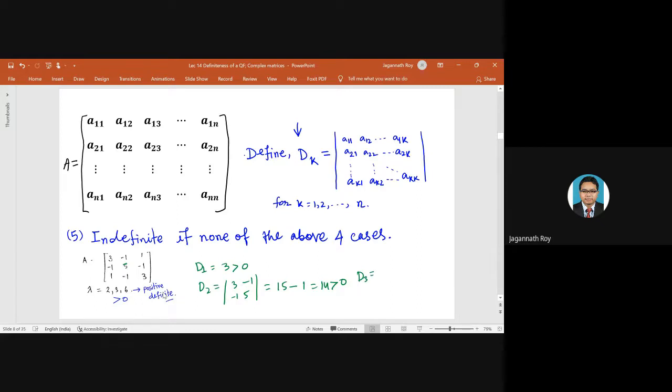How about D3? D3 will be this determinant: 3, minus 1, 1; minus 1, 5, minus 1; 1, minus 1, 3. And this is going to be 36. You can verify. So this is also greater than 0. So all the D quantities, D1, D2 and D3, are positive. So this is positive definite.